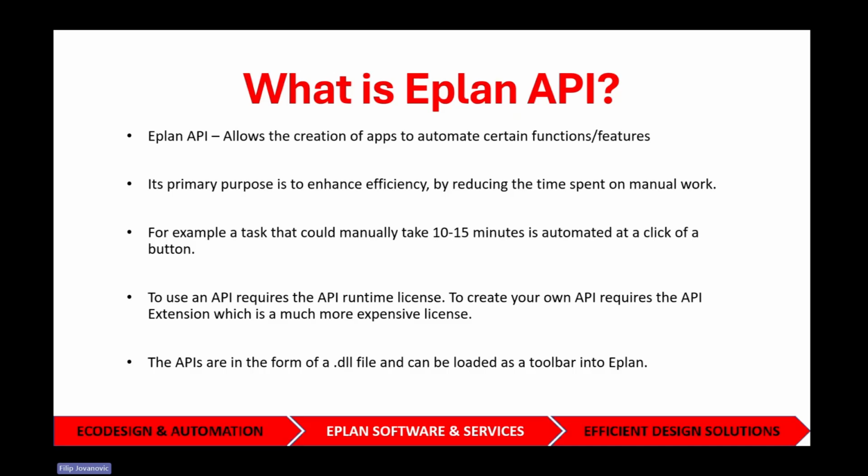A good example is, imagine you have a task that requires a lot of manual work that might take you 10 minutes. Whereas if you had an API, you could just click a button and it would do that in a few seconds.